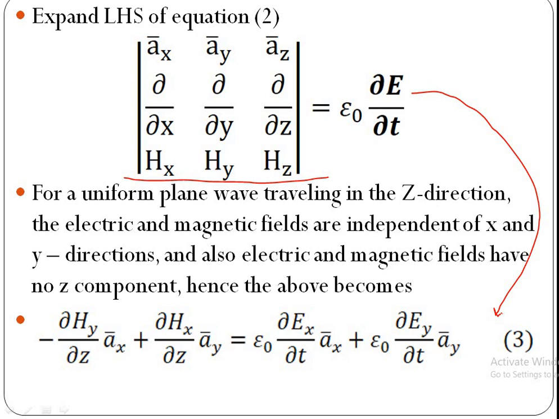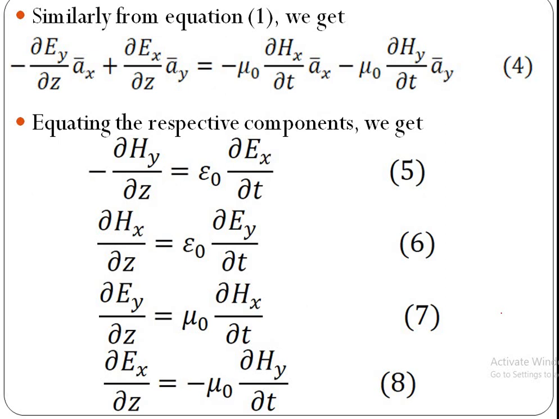Similarly, take equation 1 and do the same thing. We obtain equation 4, equation 4. Now equate similar components on both sides of equation 3 and 4. We get these 4 equations.